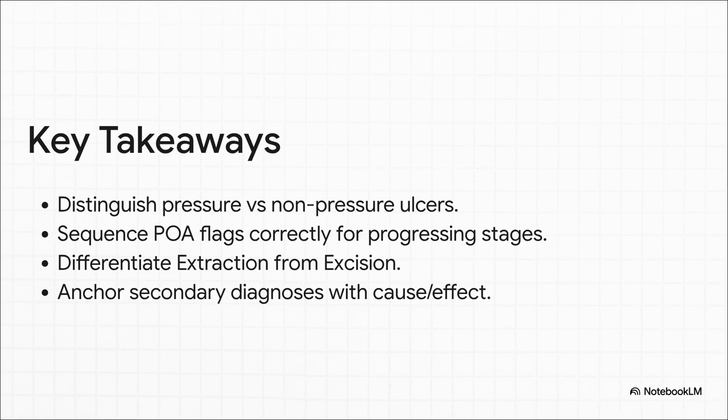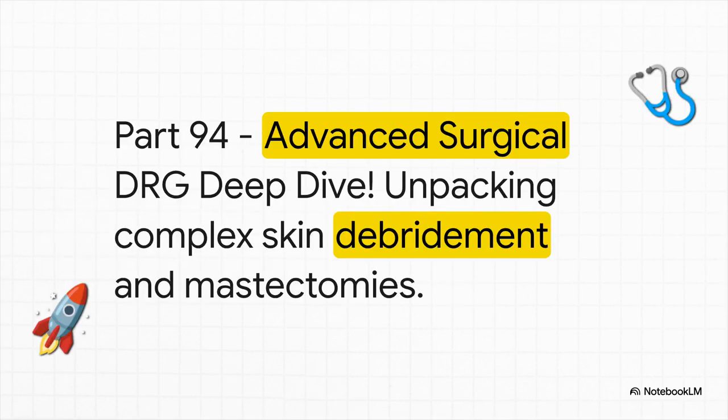First, clinically distinguish true pressure injuries from non-pressure vascular ulcers, or MASD. Second, you have to master those POA sequencing rules for progressing ulcer stages. Remember our stage 3 to stage 4 scenario? Third, on the surgical side, know your root operations inside and out. Differentiate an extraction, FNA biopsy from an excision, core biopsy. And finally, always anchor your secondary diagnoses, like severe sepsis or osteomyelitis, to the primary localized infection with crystal clear cause and effect linkage.